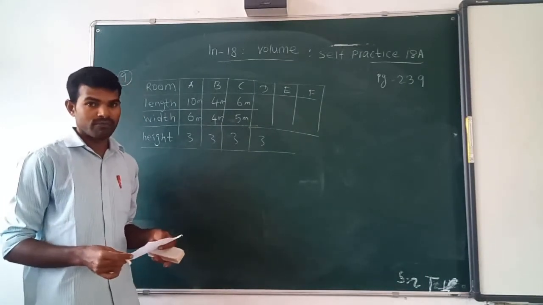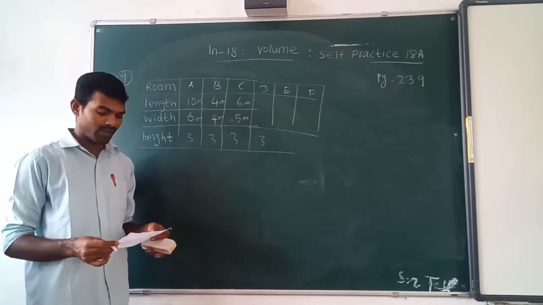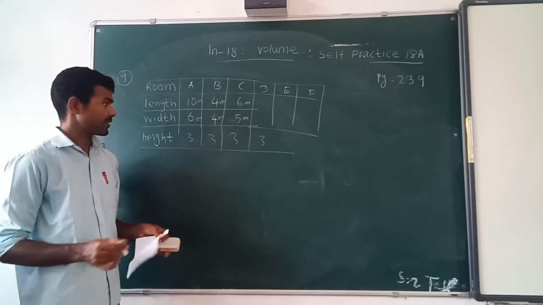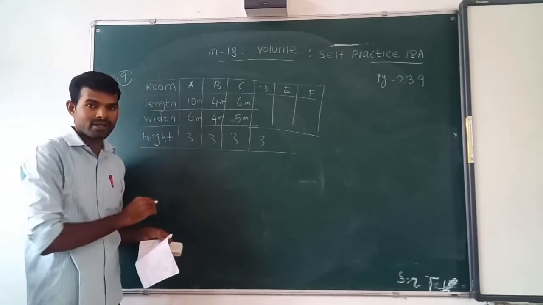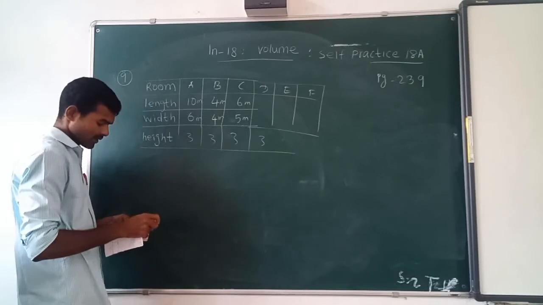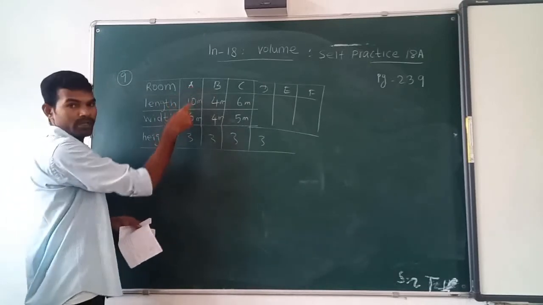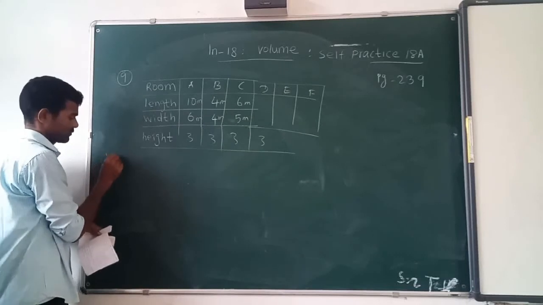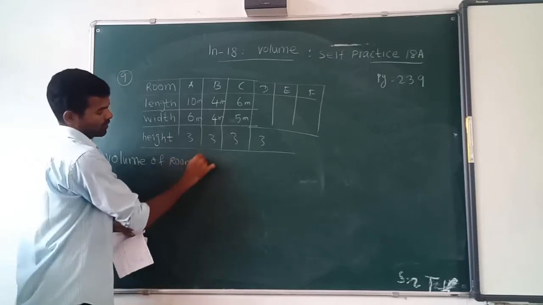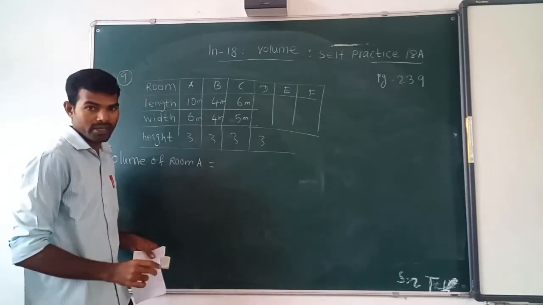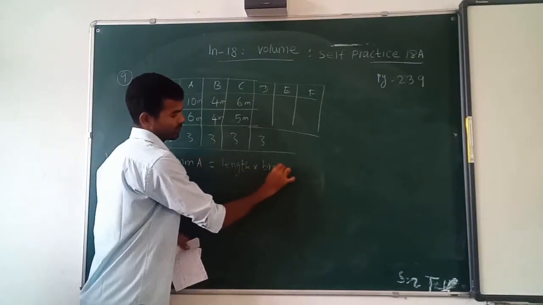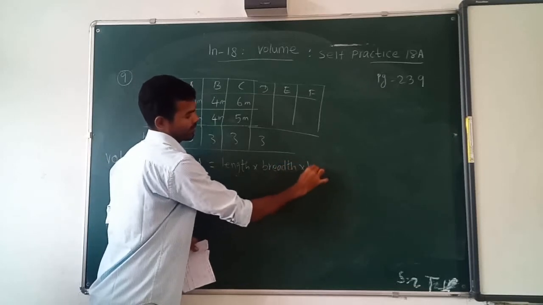Now we know the formula. So what is the formula? Length multiplied by breadth multiplied by height. Length, width, height are given. So L into B into height is the formula. First, this is room A. Volume of room A is length multiplied by breadth multiplied by height.